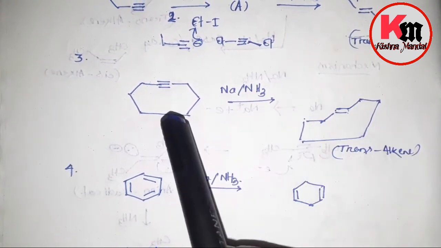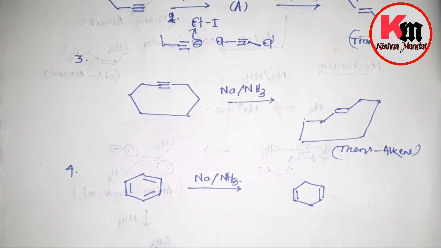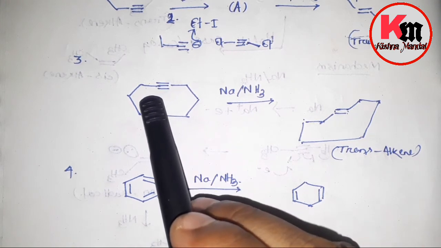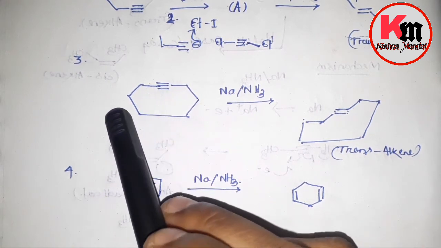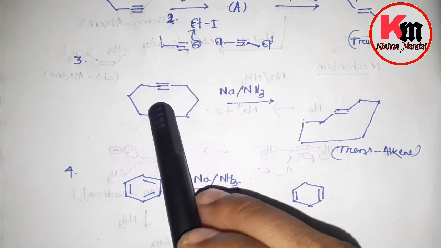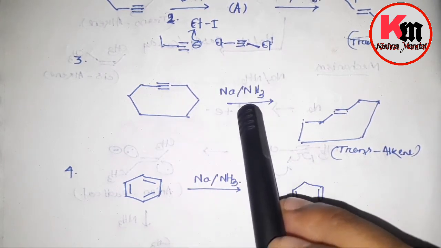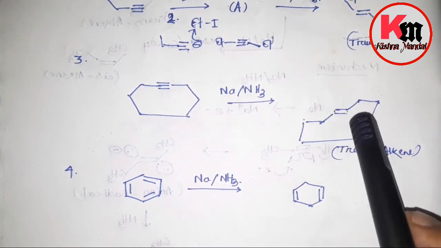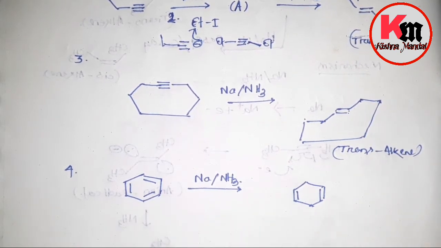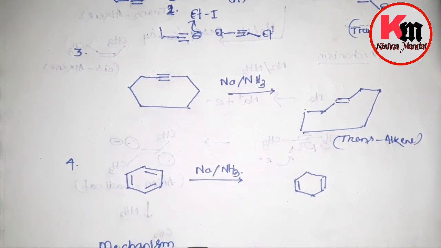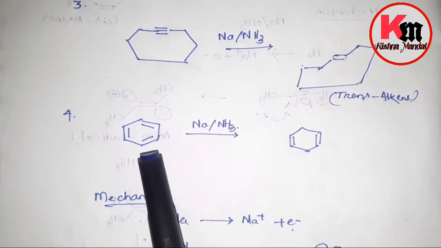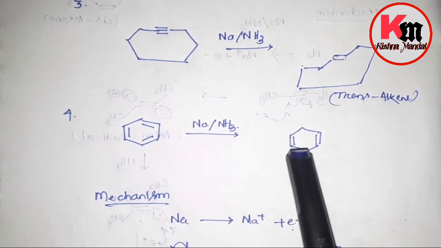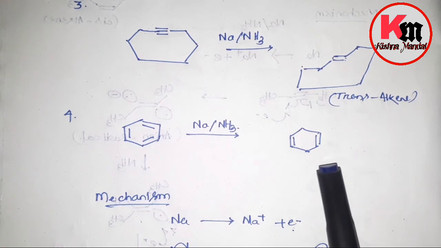Again you can see this is a triple bond given inside a ring. You know that inside a ring a triple bond is possible when the ring is 8 membered. So again this reagent converts it to trans alkene. So this is the product of the triple bond inside an 8 membered ring. Again this is benzene, and it is reduced into two isolated double bonds, this type of product.